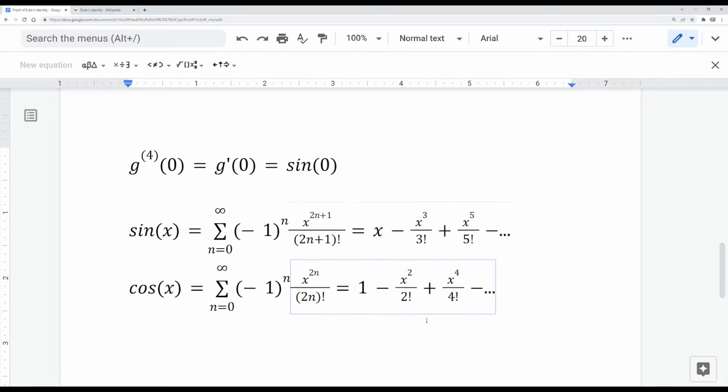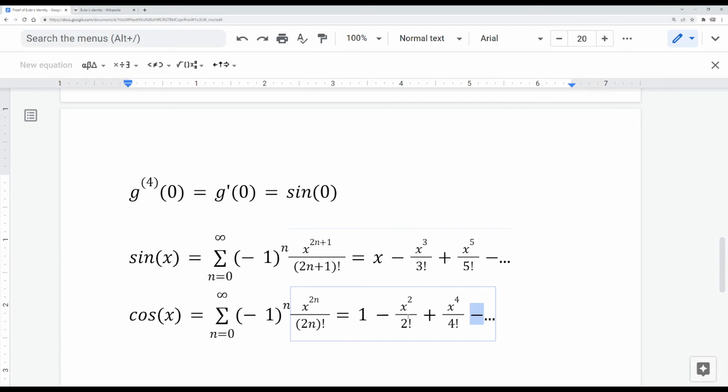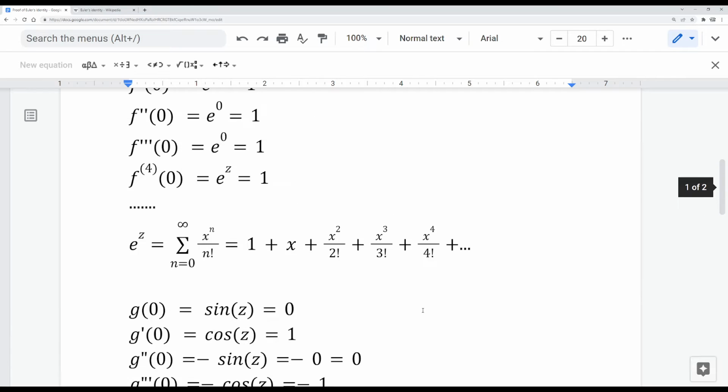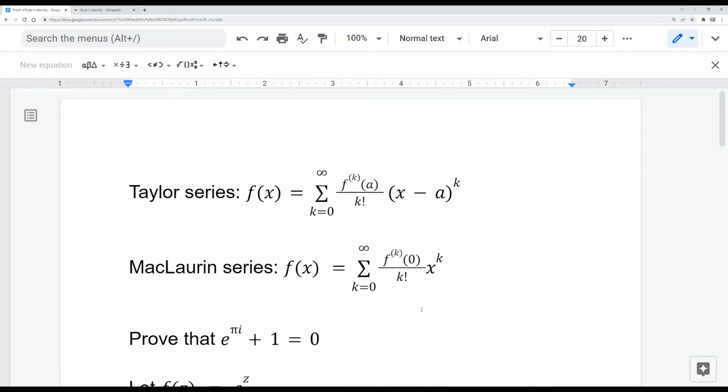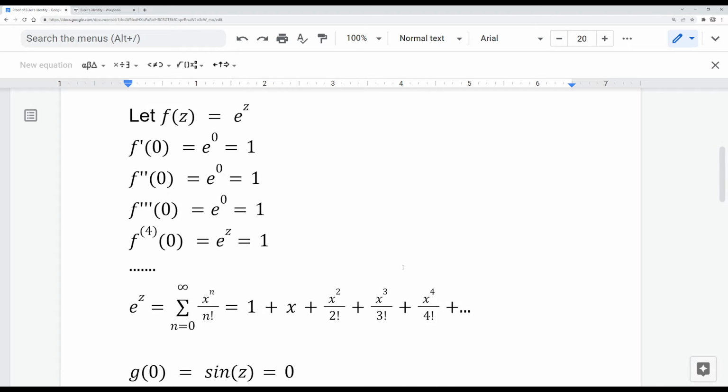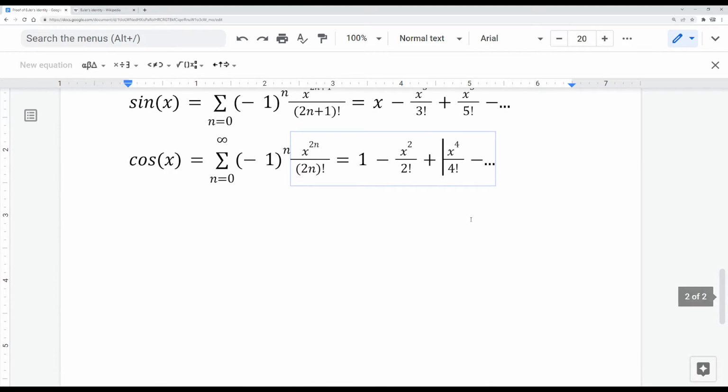So again, all of this is just on the Maclaurin series. If you didn't know what that was, check down in the description again, or I have it linked up somewhere in the top right. But yeah, so that is it.